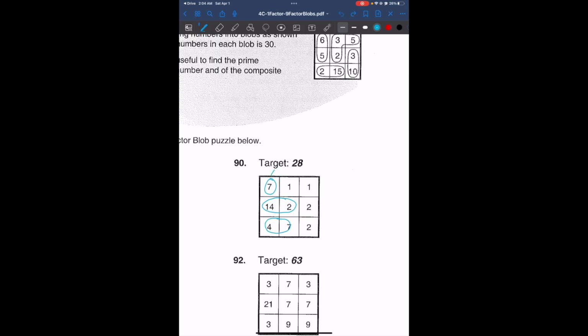But we don't have any 4s left. Instead, what we do have is a large blob, because 1 times 1 makes no difference, since it just gives the number itself, and 2 times 2 gives us 4. So this entire blob is equal to 7 times 4, which is 28.